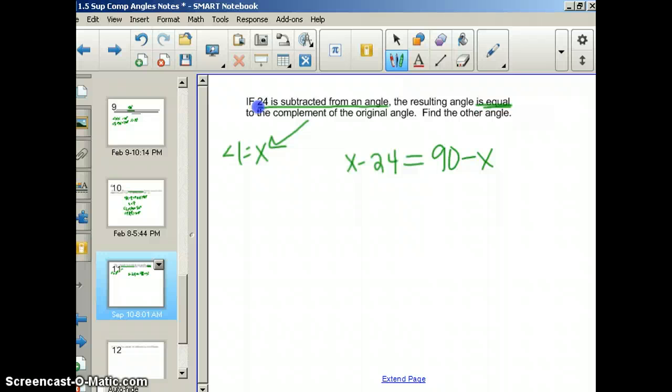From there, it's just a nice linear equation. You will see this exact problem tomorrow in either your classwork or homework. So take note of how to solve a problem like this.